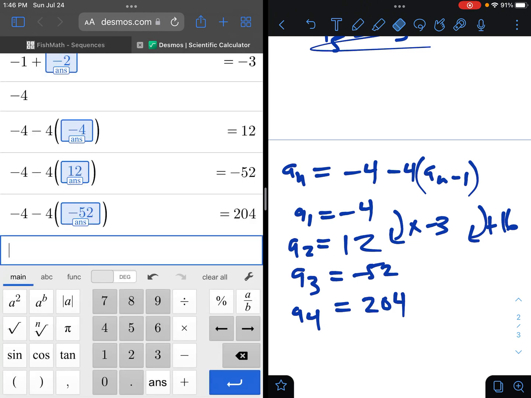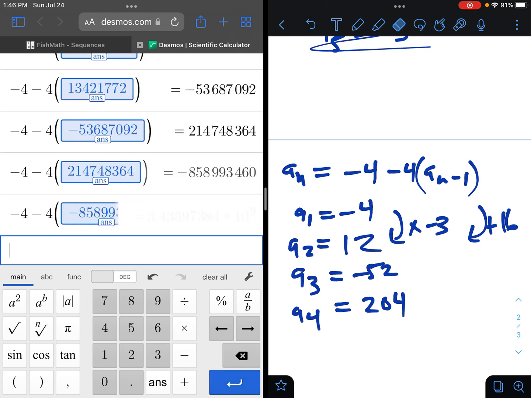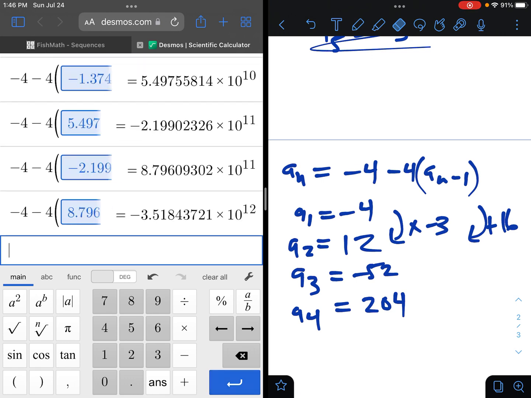Okay, so a nice way to use the calculator there with the previous answer button. Keep hitting enter and you can just generate those terms so quickly. Obviously that's kind of ridiculous, but it's a great way to get the next term for a sequence that's not arithmetic or geometric using that previous answer button.